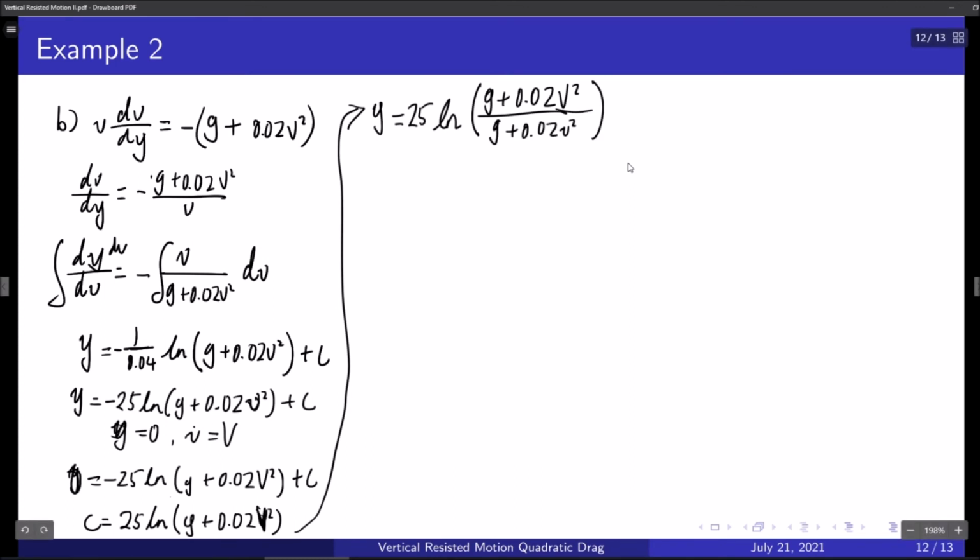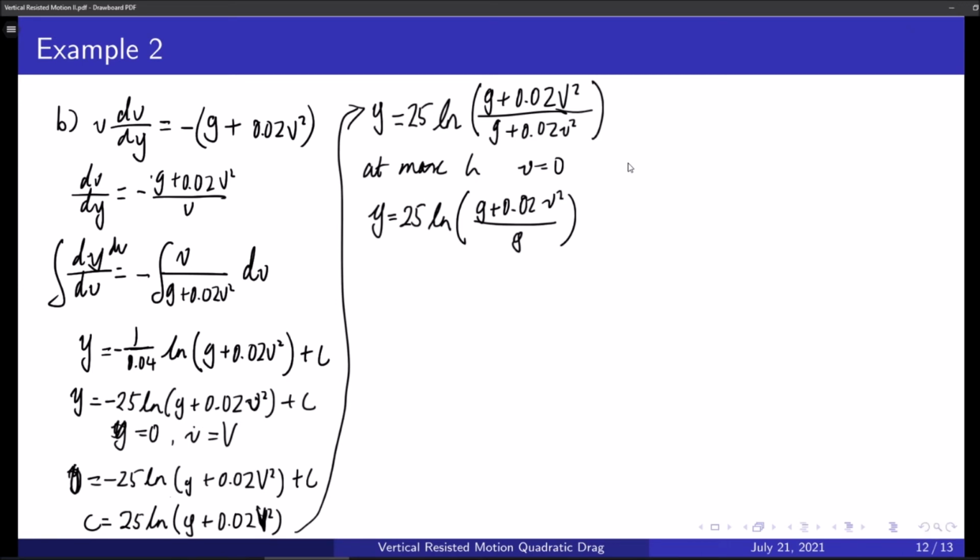Of course, at the maximum height, v equals 0, so y equals 25 log g plus 0.02 v squared over g. And that is our maximum height. As you can see here, it should be a big V. Once again, all it depends on is the initial velocity and not much else.